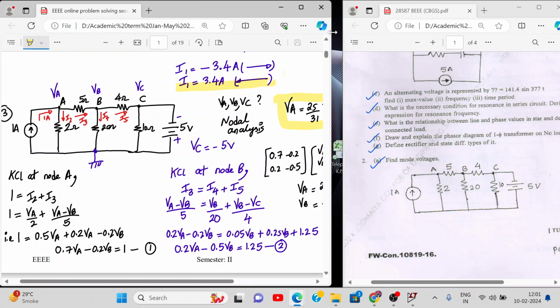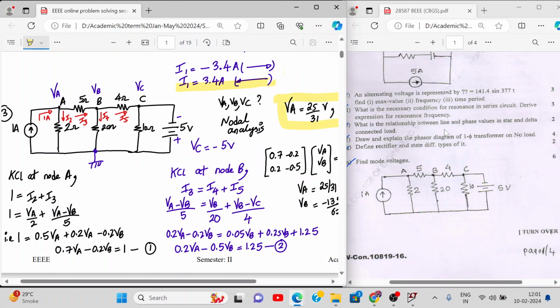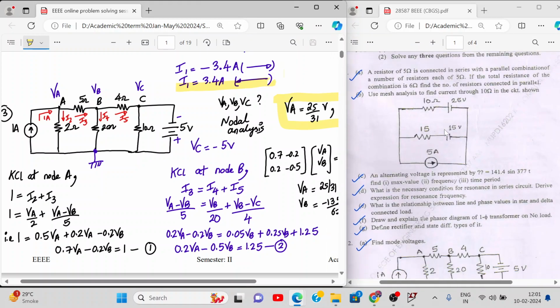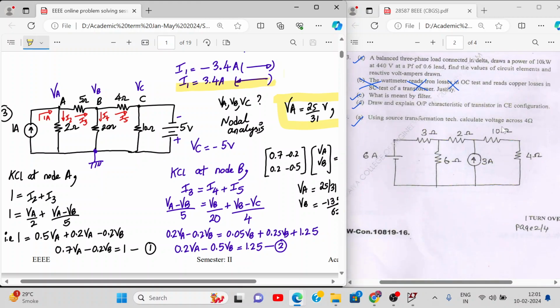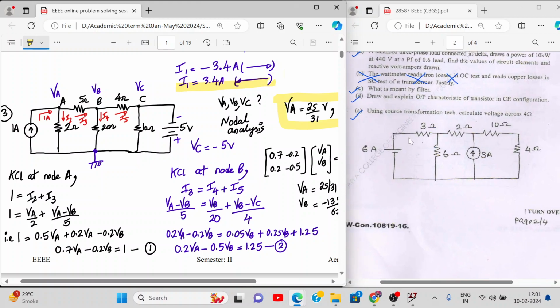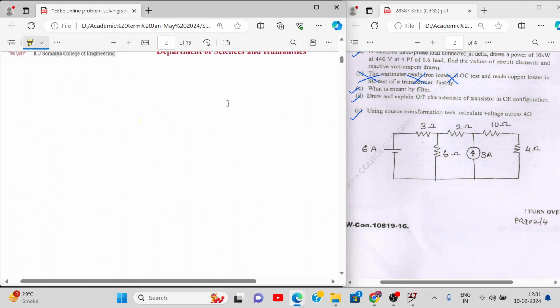Now let us go back to our question paper. So far we have done series, parallel, mesh analysis, nodal analysis. Now next we go for source transformation. Are you ready, everyone? Yeah, so this is the question. Using source transformation technique, calculate the voltage across 4 ohm resistance. Okay, so let me draw the circuit. Let us try this. This is numerical number 4 for today. So let's draw this.